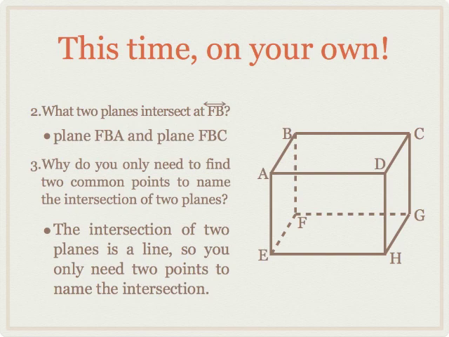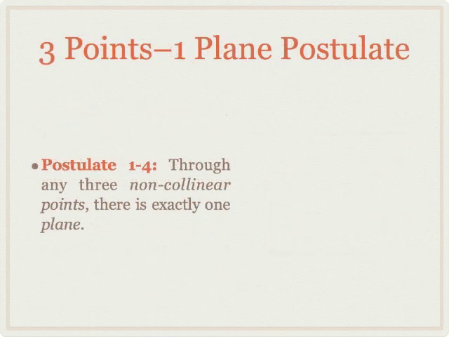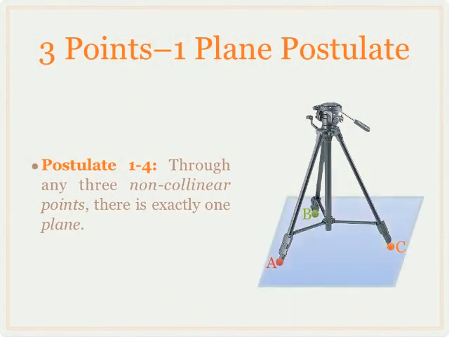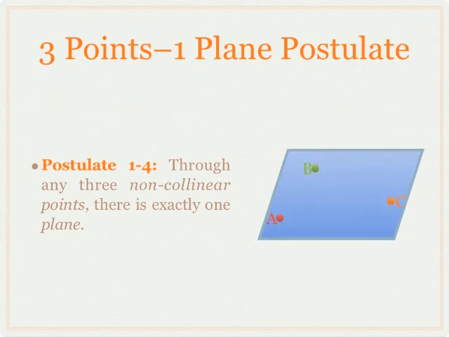All right. Let's move on to our next postulate. I like to call this one 3 points, 1 plane. And that simply says that through any 3 non-collinear points, there is exactly 1 plane. This is like a tripod. Have you ever wondered why we always have tripods and not quadrupods or heptapods, which would be 7 legs? The reason is very simple. Anytime you have 3 points, it will create a plane and it will be stable. So like on a camera tripod, you have 3 points, and those 3 points determine a plane. This is also why we name a plane using only 3 points.